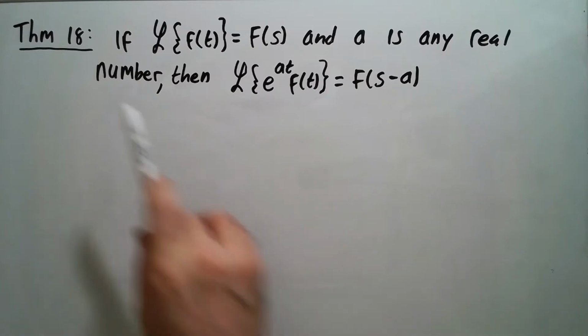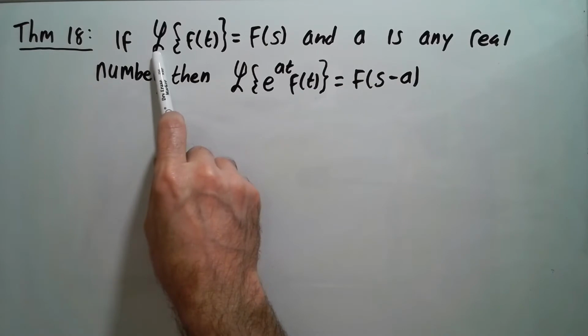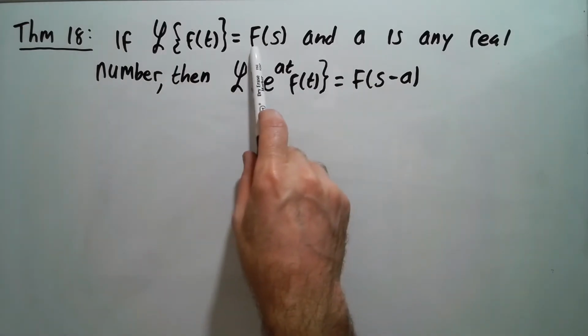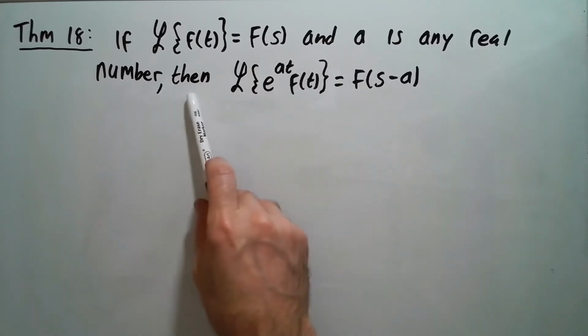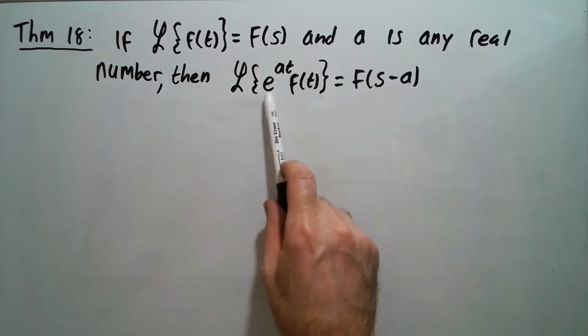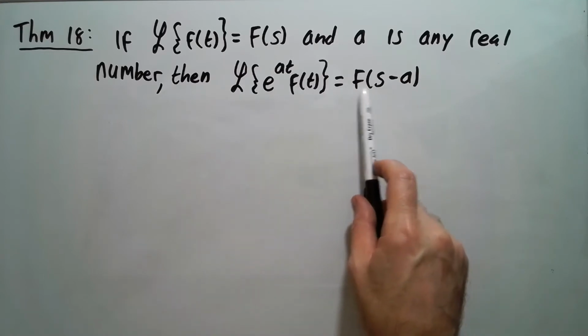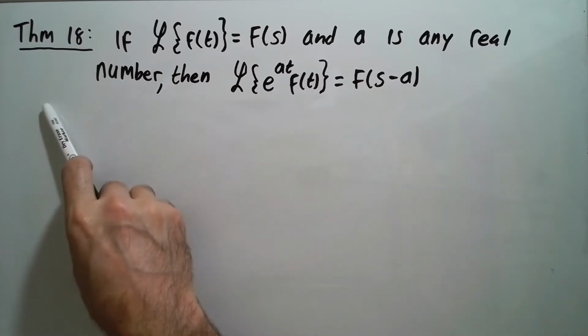Okay, so let's take a look at Theorem 18. It says if we have the Laplace transform of f of t, say we call that big F of s, and a is any real number, then the Laplace transform of e to the at times f equals big F of s minus a. Okay, let's start the proof over here.